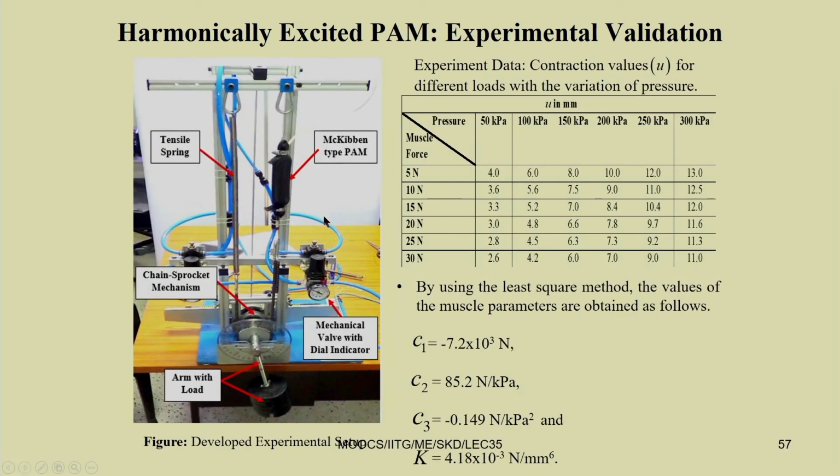So, this is a machine developed to study the harmonically excited palm. The spring is connected here. This is the artificial muscle, and this is the controller through which we can give the air pressure to the system. By taking this air pressure, it is intended to rotate or move this arm. Some load we have put here. So, you can see the arm with load.